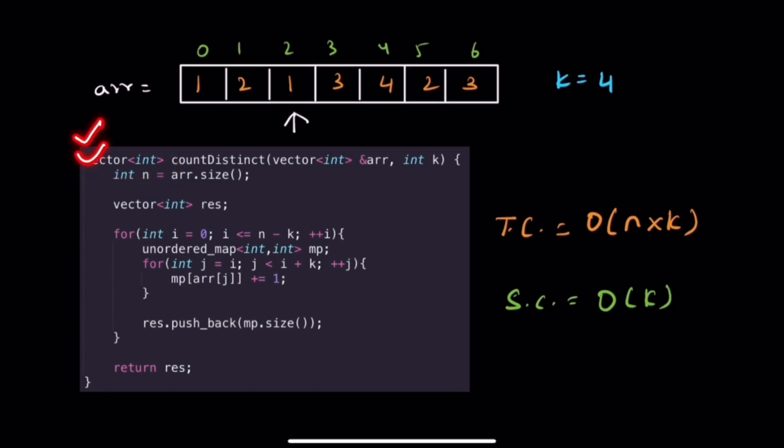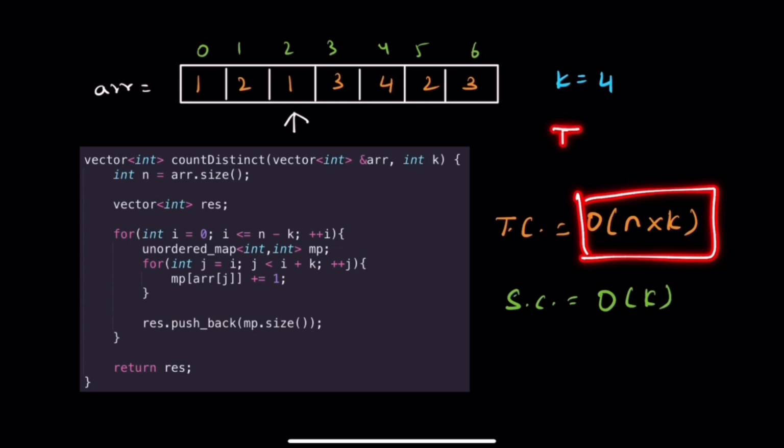Now if you try to submit this, the solution will give TLE. Why? Because as I said, the problem can at max go up to O of n log n, or O of n log k. Both are the same, right? But here we have solved this problem in order of n cross k, which will definitely give TLE.